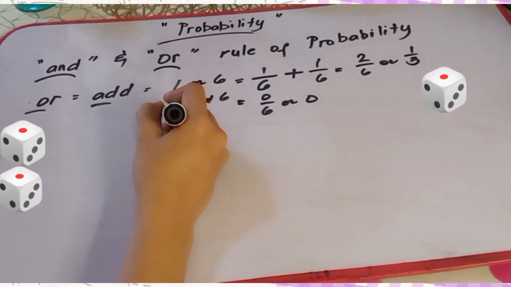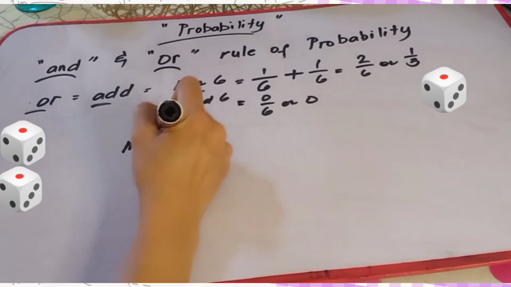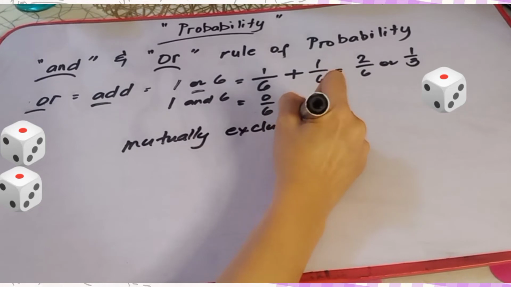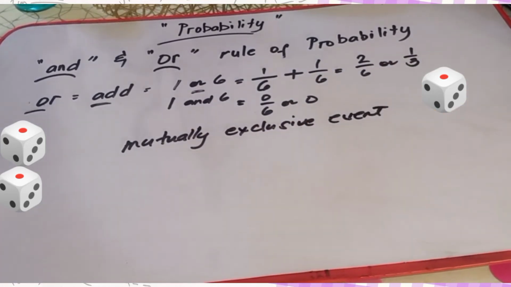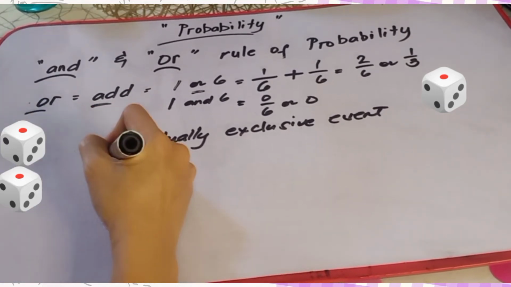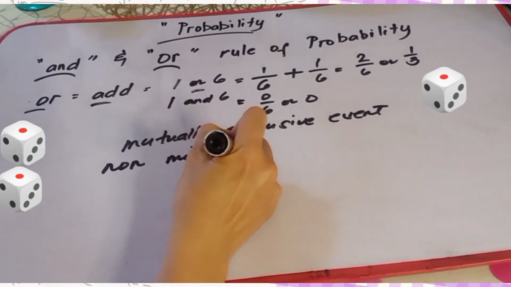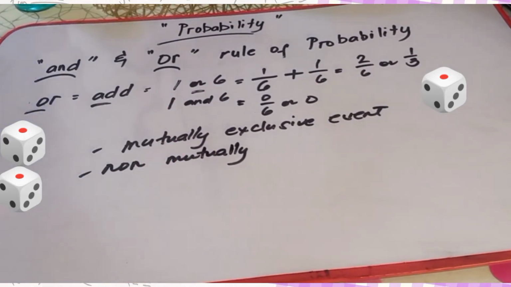So, kapag impossible siya, dahil isa lang yung die na ginamit natin, sa example natin, that is what we call mutually exclusive event. Alright. Kapag naman pwede siya, kasi this time meron tayong, for example, dalawang dice na ginamit na, so, that is what we call non-mutually exclusive event. So, please take note of these terminologies kasi lumalabas din po yan sa ating LET.